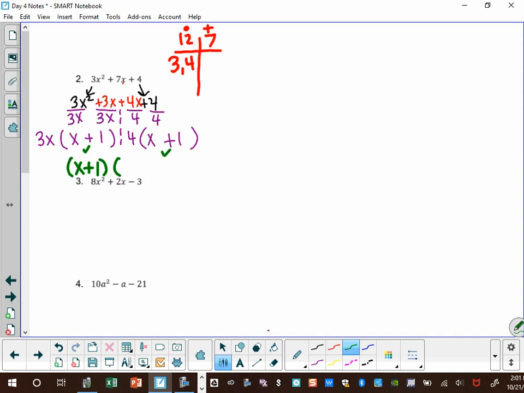And then I'm going to make my GCFs the other factor. So that becomes 3x plus 4. It does not matter if you guys flip these around and have like 3x plus 4 first. That's okay. You can flip your factors if you want to. All good on this.